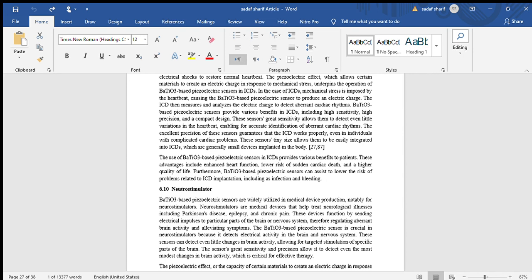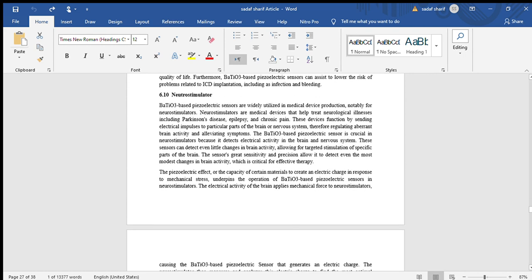And now, what are its uses? The use of barium titanate based piezoelectric sensors in ICDs provides various benefits. The advantages include enhanced heart function, lower risk of sudden cardiac death, and a higher quality of life. Furthermore, barium titanate based piezoelectric sensors can assist in lowering the risk of problems related to ICD implantation, including infection and bleeding. What are neurotransmitters?